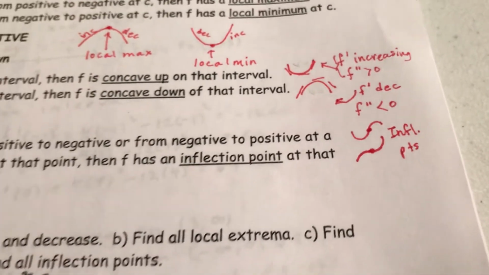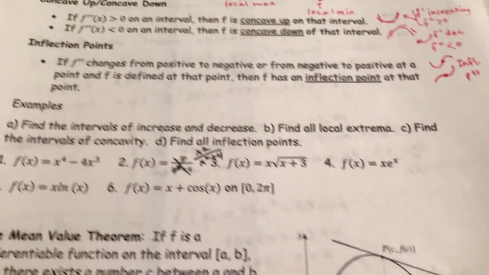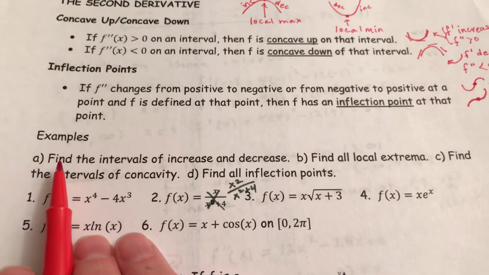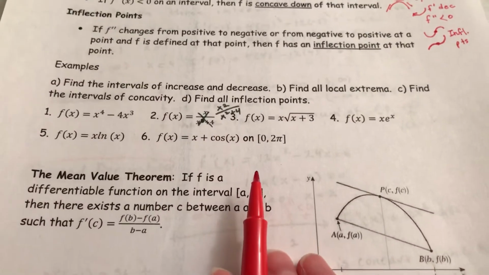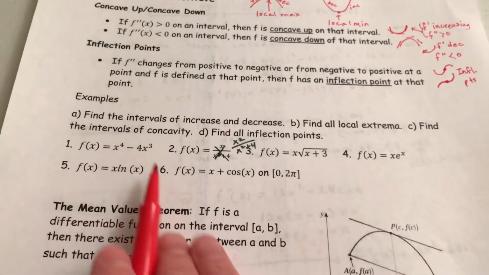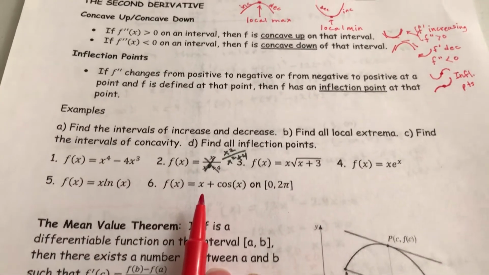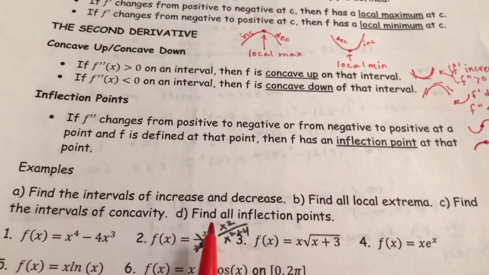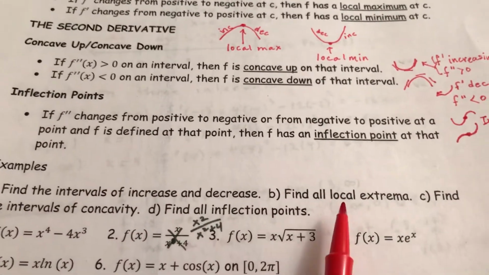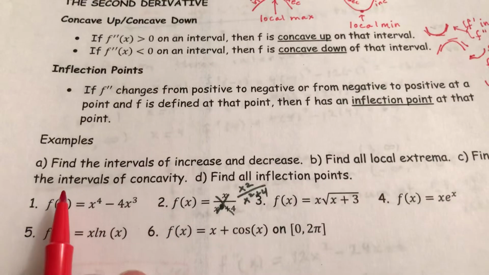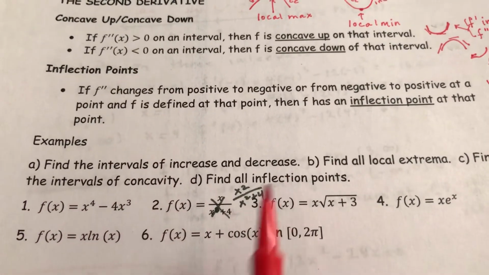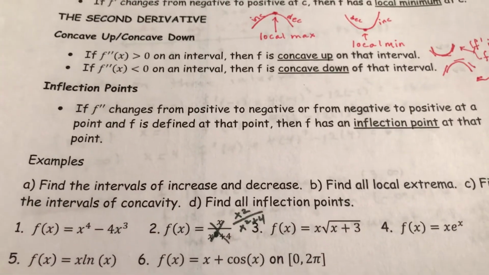And I'm going to come back and do some examples, and the examples are going to be given all kinds of functions. I only have 6 functions here. Believe me, they take some time. We're going to analyze the first and second derivative. We're going to find all local extrema, find the intervals of concavity, and find all inflection points. So I'll be back.